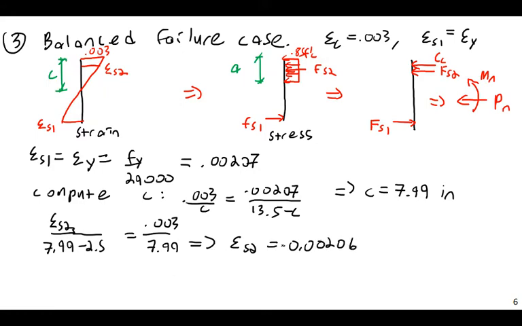0.00206. So I have my strains, and next I'm going to find my stresses accordingly. We know all of our strains. We know the maximum strain in the concrete, as of course it's always going to be 0.003. The strain in my lower steel, epsilon S1, is going to be 0.00207, and my epsilon S2, my strain in my compression steel, is going to be 0.00206. So now you can see why this is referred to as the balanced failure. If you notice, the strain in both of these is very similar.